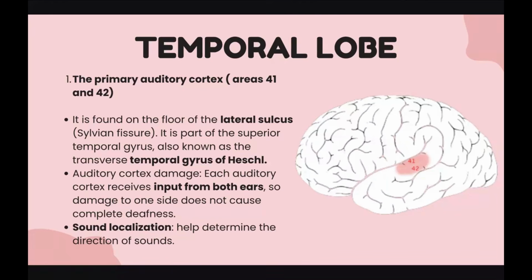Temporal lobe, first of all, we have the primary auditory cortex because I explained how auditory sensations are all in regards to the temporal lobe since it's situated right below the ear. All right, so it's close to the structure and it makes sense for it to be there. It is found on the floor of the lateral sulcus or sylvian fissure.